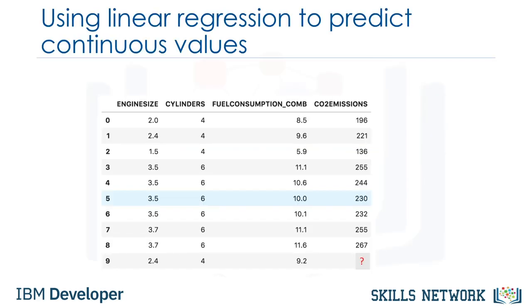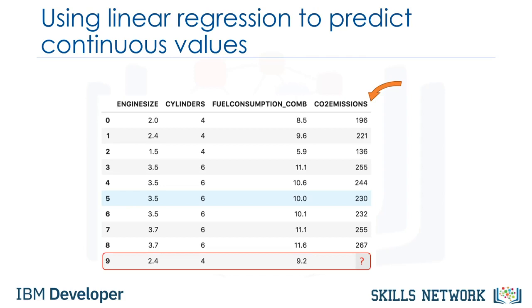Let's take a look at this data set. It's related to the CO2 emission of different cars. It includes engine size, cylinders, fuel consumption, and CO2 emissions for various car models. The question is, given this data set, can we predict the CO2 emission of a car using another field such as engine size? Quite simply, yes. We can use linear regression to predict a continuous value, such as CO2 emission, by using other variables.